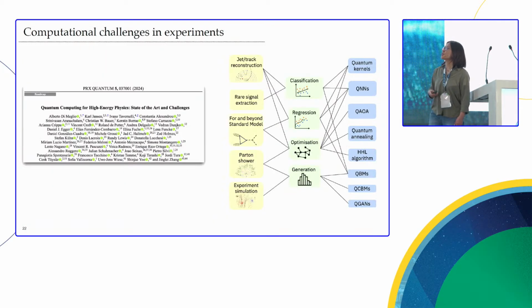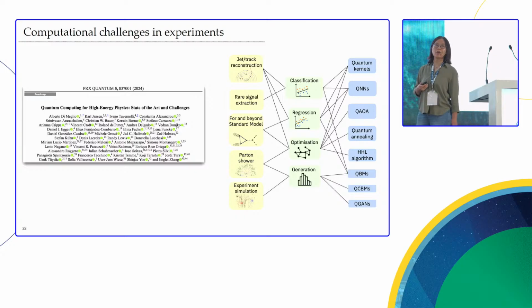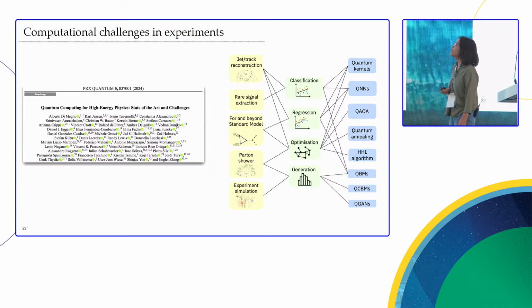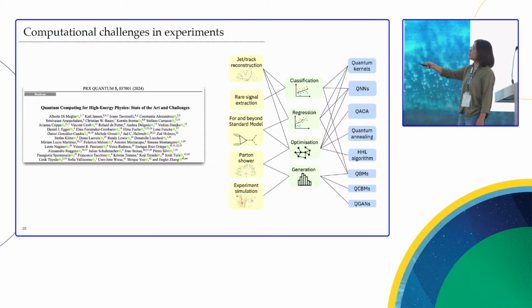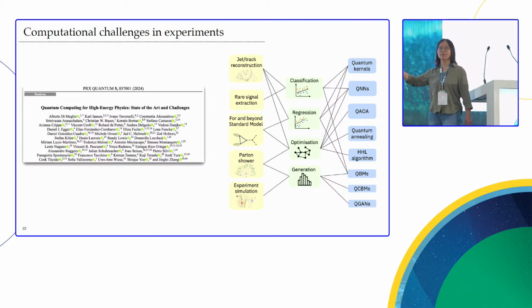And then there are also these computationally challenging experiments that I learned a lot about from my experimental friends. Here is a very nice roadmap article formed by CERN, IBM, and DESY. They list all of the computational challenges in experiments, like track reconstruction, and also these parton shower experimental simulations.